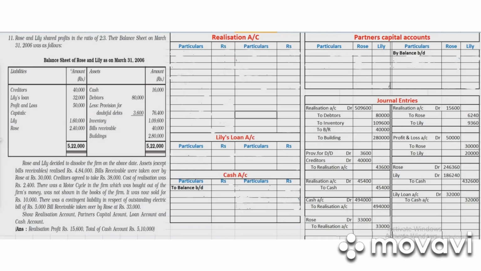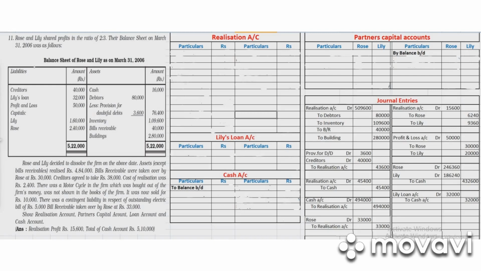We will see how the important accounts, that is the realization account, partners' capital accounts, partner's loan account and cash account, are prepared in one particular question, which is question number 11 in the NCERT textbook. This is a comprehensive question, a model question. So we will solve this question so that we get a clear picture of dissolution and how a particular question on dissolution is solved.